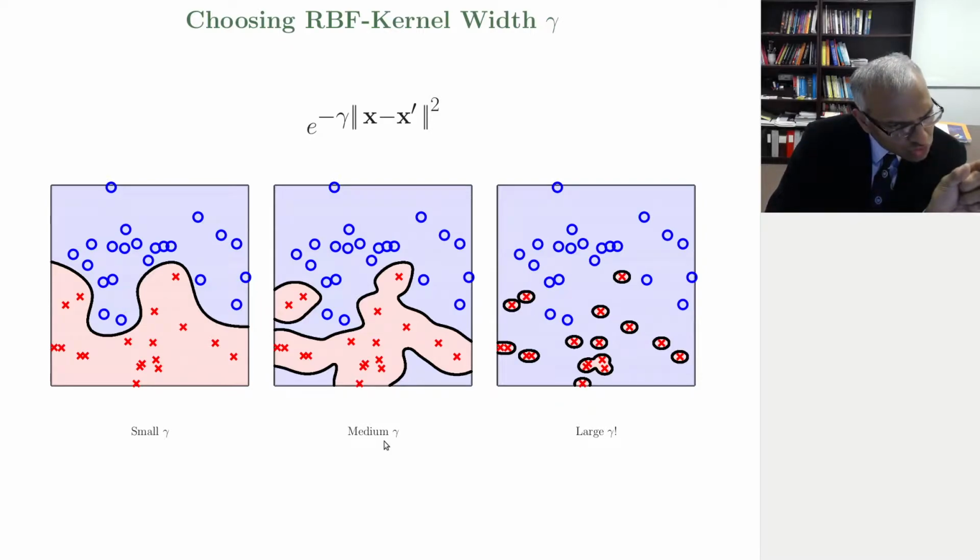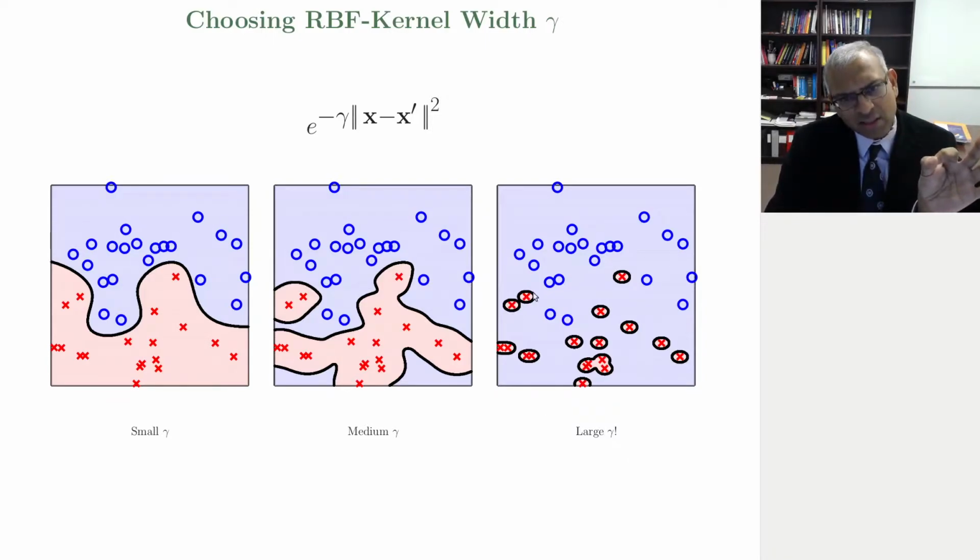If you choose a medium gamma, so small width kernels, you're starting to get more contorted regions that are placing small bumps at the data points. And if you choose gamma very, very large, so a tiny scale parameter, it's basically starting to look very close to the nearest neighbor.